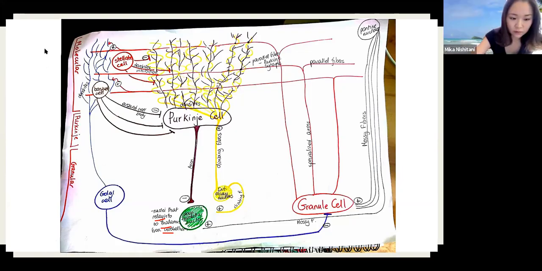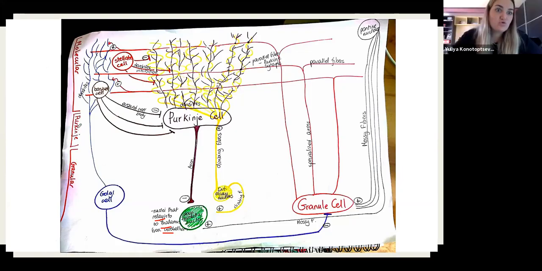Remind me, what was the function of cerebellum? Muscular control. It was motor control. It was fine-tuning the movement. So keep that in mind.